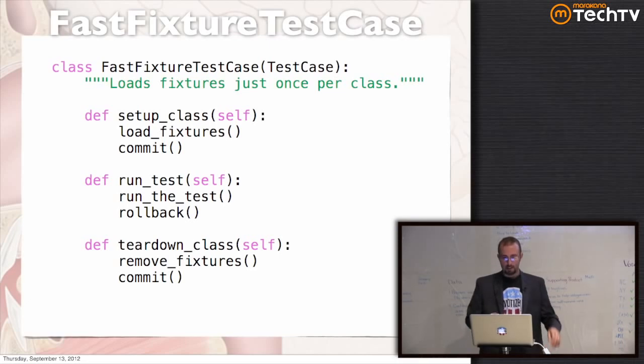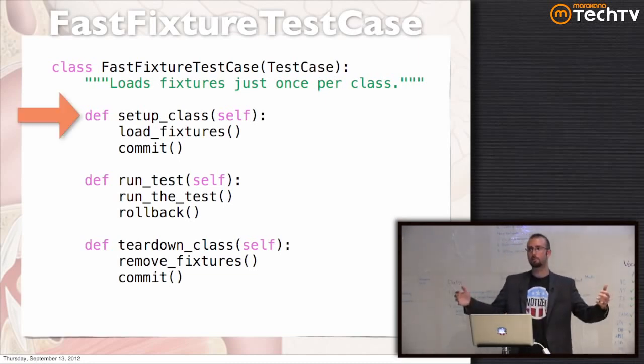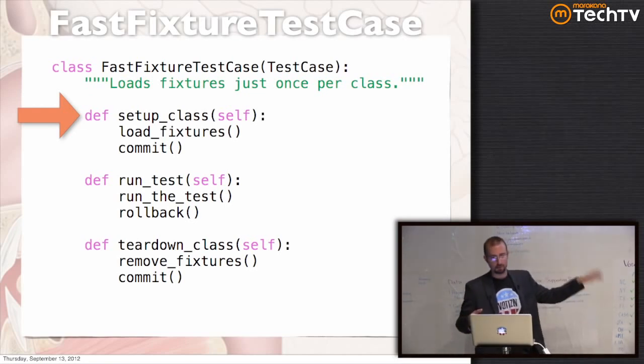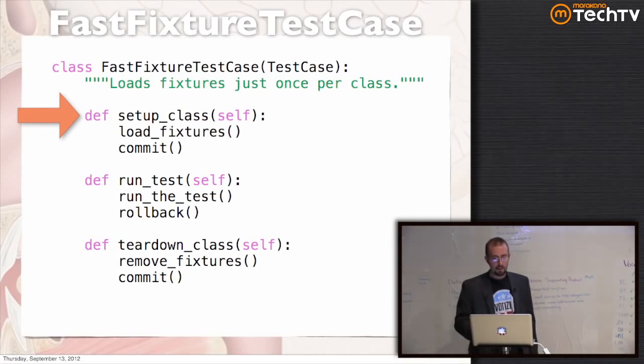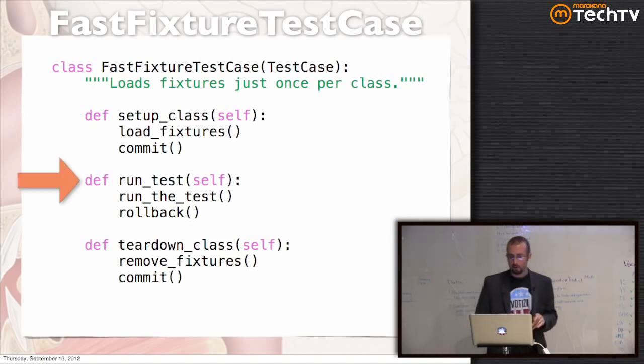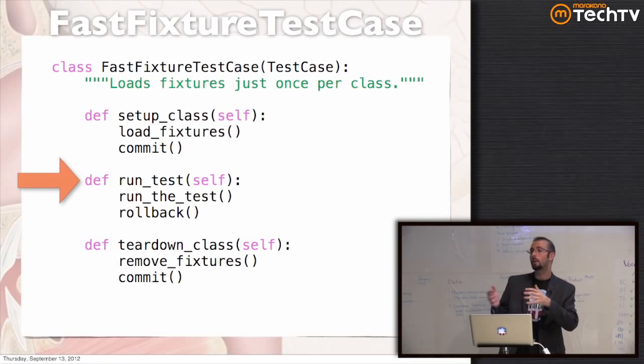So here is a conceptual illustration of fast fixture test case, which exists. You can use it for free in Django Nose. We've got setup class. So this is a class level setup thing. It happens before any of the stuff runs in this class. Unit test 2 brings that. Nose has had that for a while. It loads up the fixtures. It commits them. That's the difference. So then when we run our tests, we run the test and we roll back, which takes us not to a blank database, but back to a pristine set of fixtures.